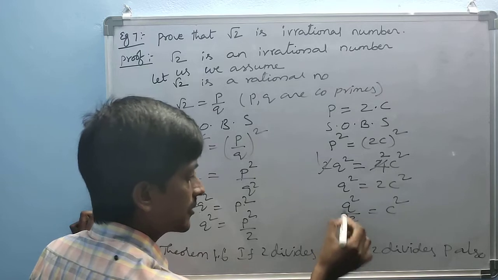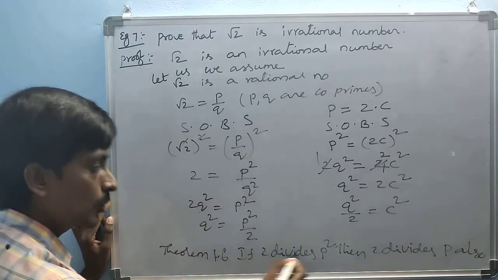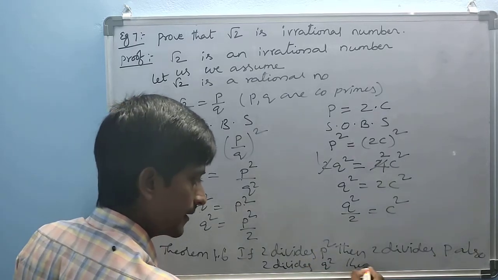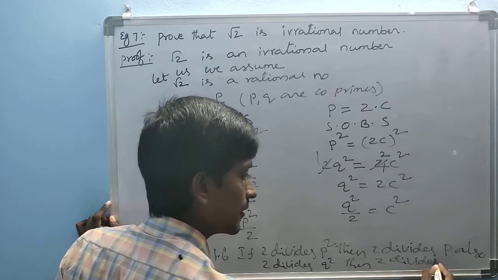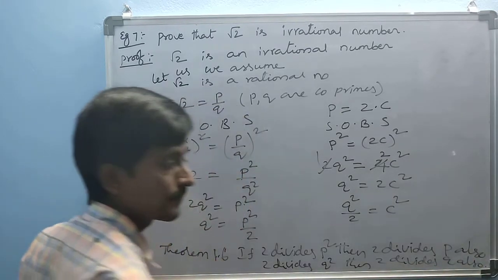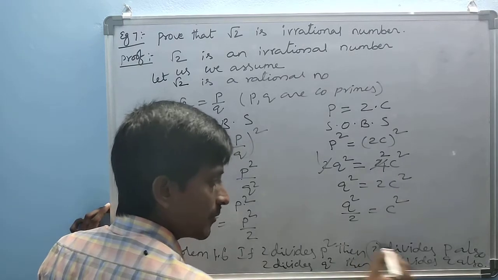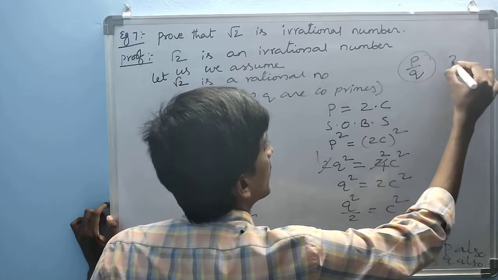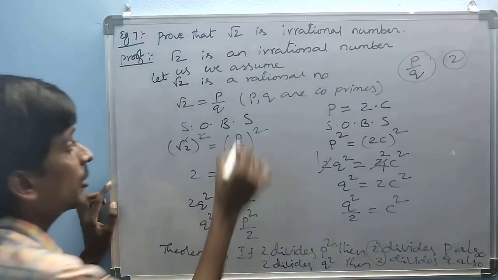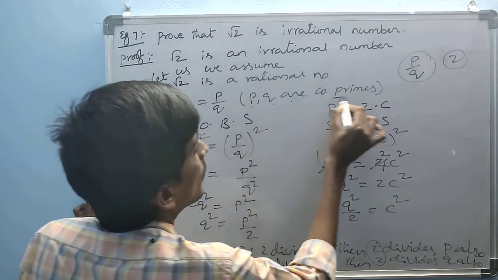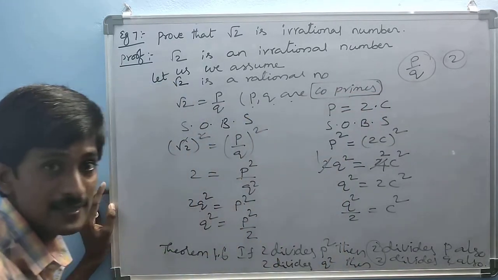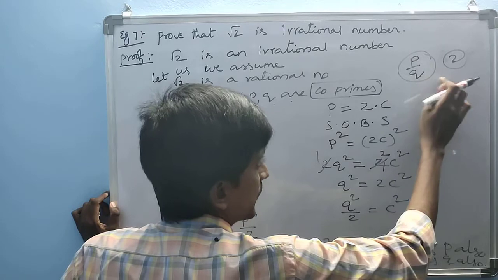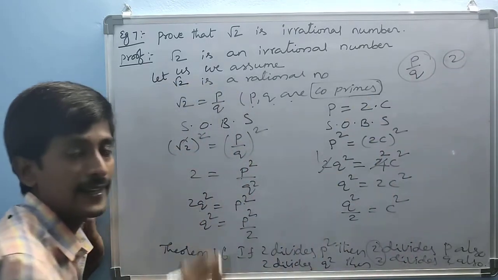Here also, according to theorem 1.6, if 2 divides q square, then 2 divides q also. So 2 divides both p and q. So p by q has one common factor, that is 2. But according to our definition, p, q are co-primes. Co-primes means there is no common factor. But again, p by q has one common factor.